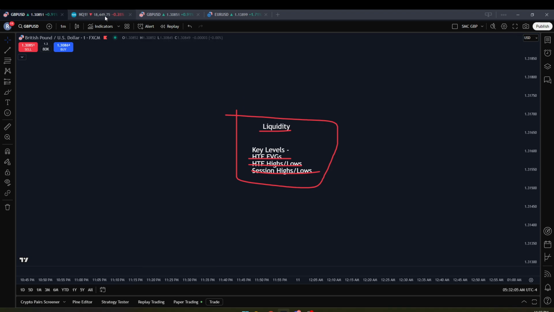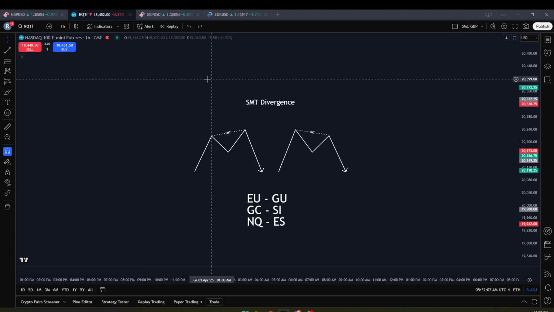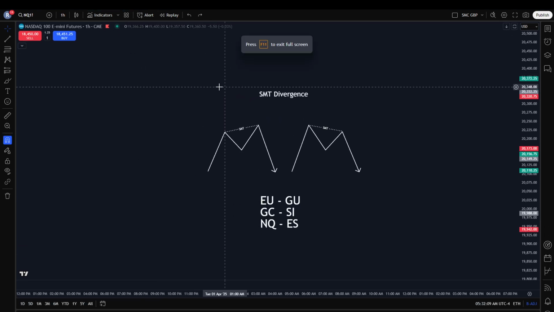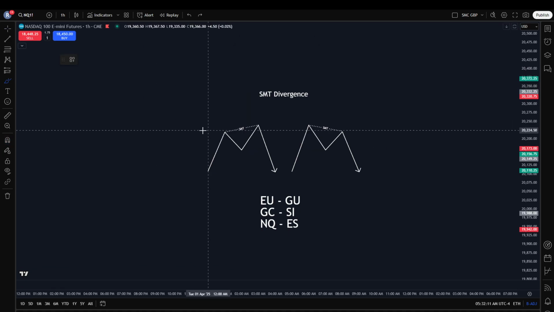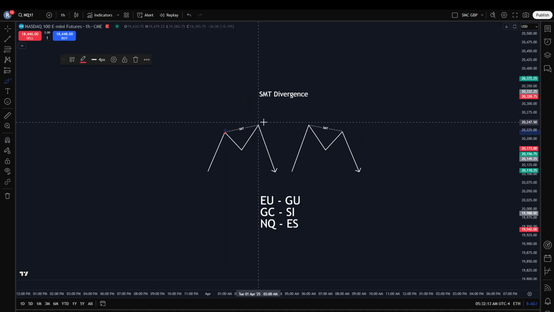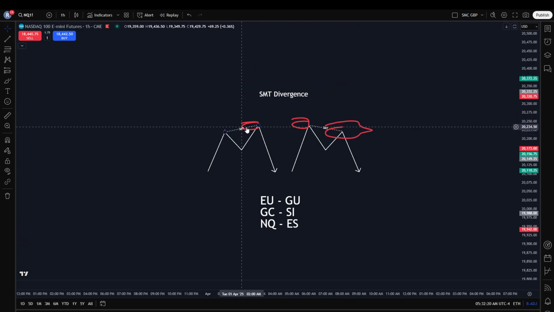Now, what do I like to pair this with? I like to pair this with an SMT divergence. An SMT divergence is when, it's in the name, you have diverging market structure. Sorry, it's kind of hard to draw circles. I'm on the hourly time frame, but on your correlating asset pairs. Okay, so in this case, I have some pairs written out here. Let's imagine the left is NQ and the right is ES.